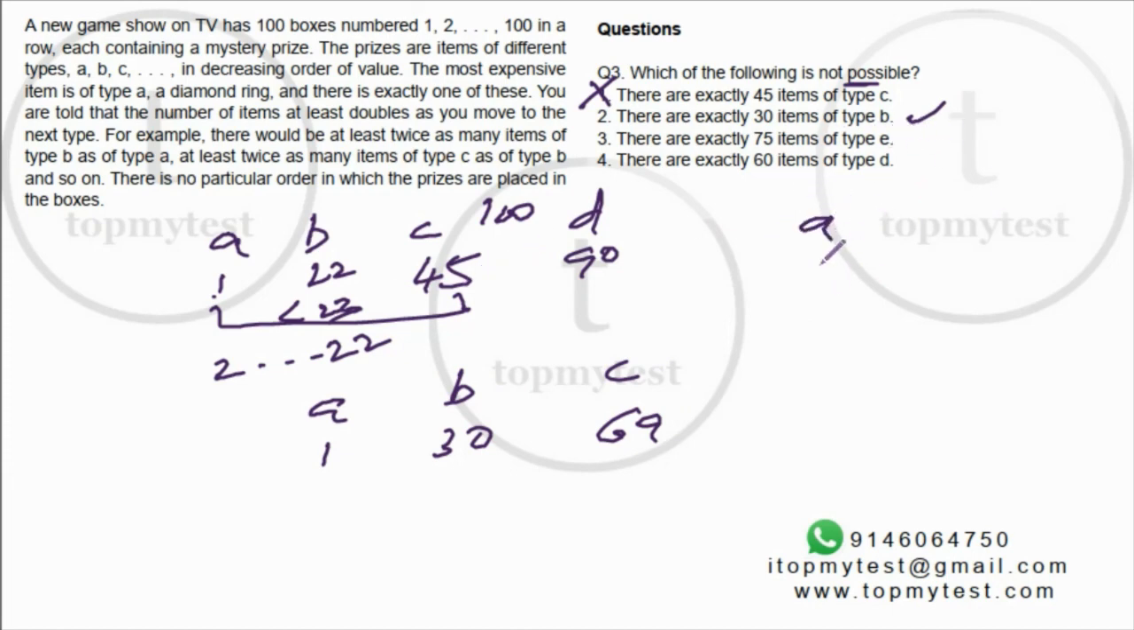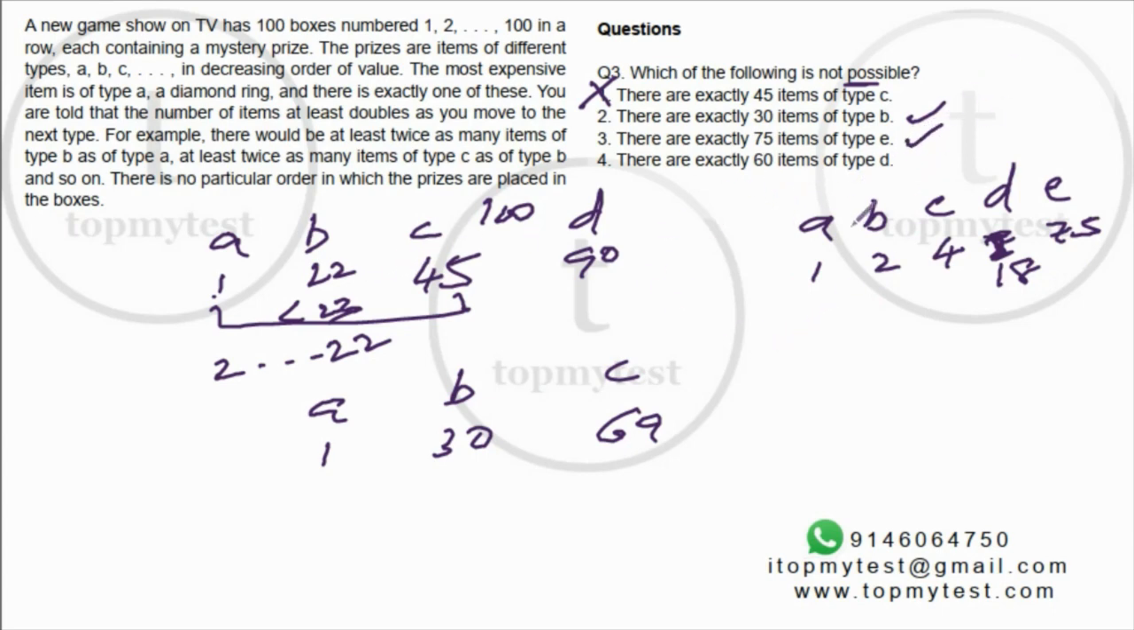So if I put A is equal to 1, B is equal to 2, C is equal to 4, D is equal to 8. If I put E is equal to 75, I can adjust the balance here. 79, 80, 82. So I can put 18 here. That will make it. This is also possible.